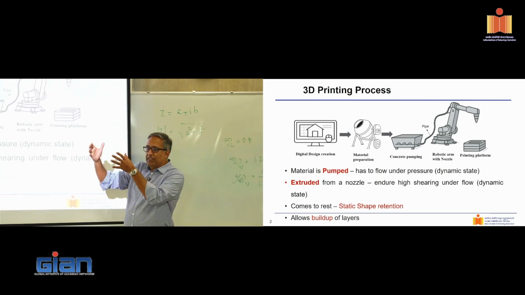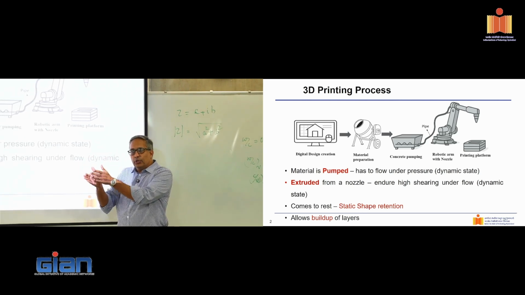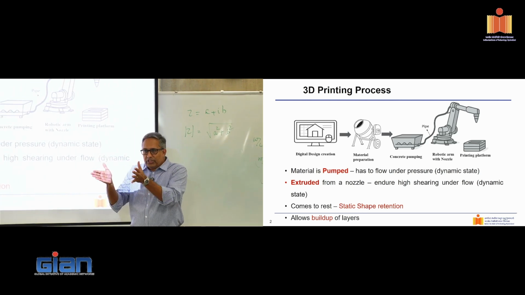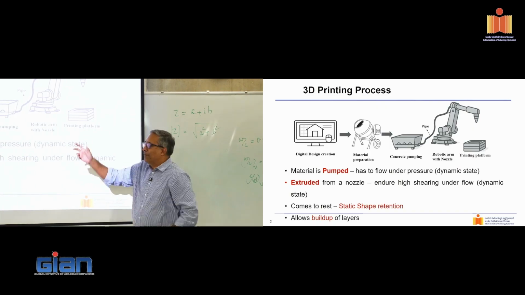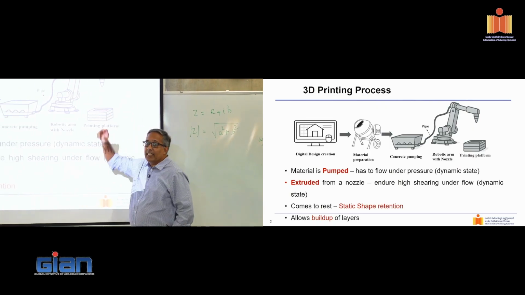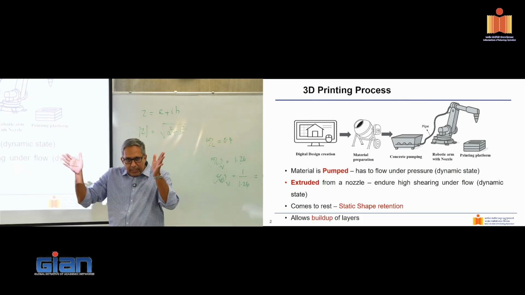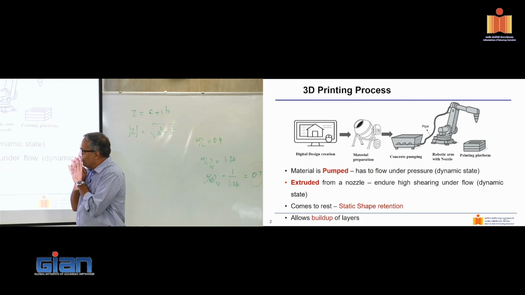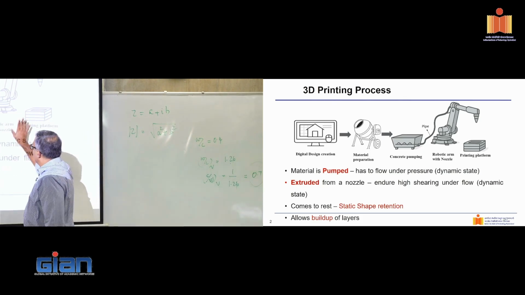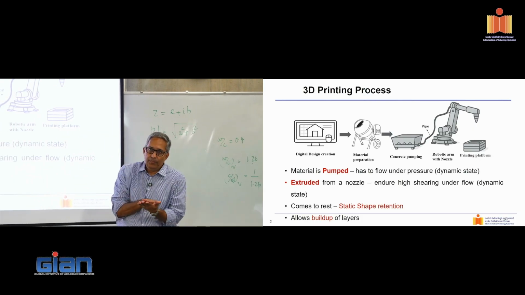It comes through a pipe which is of much larger diameter. It goes through a nozzle which is much smaller. So it's almost like a squeeze flow that's happening there. So we need to understand what's happening here at the nozzle when it's being extruded, and what is the process happening there. Then it comes to rest. We put it, it comes to rest, right?